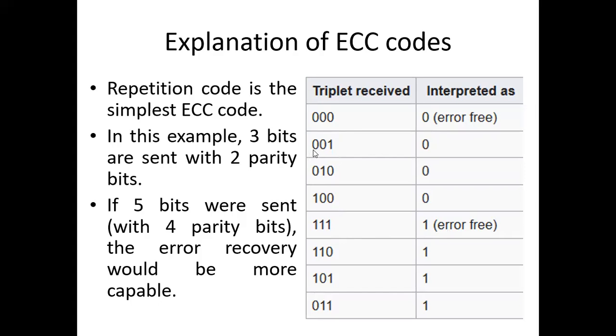So if it becomes 001 because of a poor radio link, at the receiving end you can still poll the bits and see you have 2 zeros and 1 one. So it should be 0. It can decide. Similarly for 111, one bit can be flipped, but it can still be detected correctly.